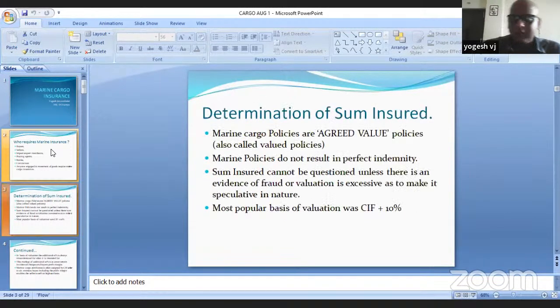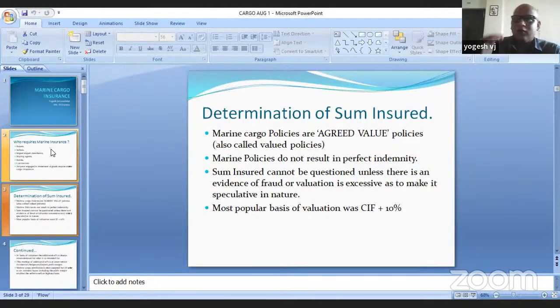Now, what is the sum insured that is ascertained in marine insurance? All marine insurance policies are agreed value policies, which are also called valued policies. Now, this is very basic. Marine insurance is a different kind of insurance which does not indemnify the insured in a way all other branches do. Fire has a different manner of indemnification, but this is not a perfect indemnity. A marine policy is not a perfect indemnity policy. It is modified indemnity. We have read this somewhere in our IC 67. Again, that is a basic part of marine insurance.